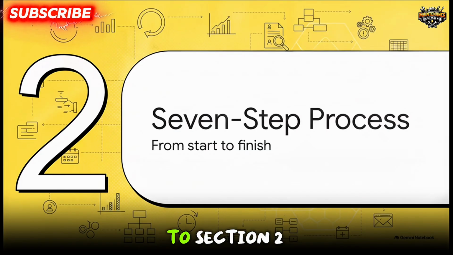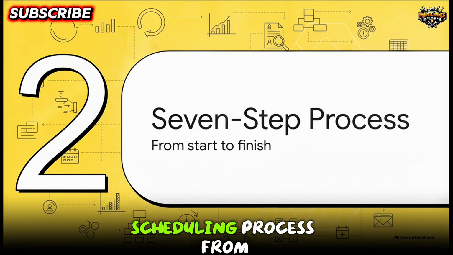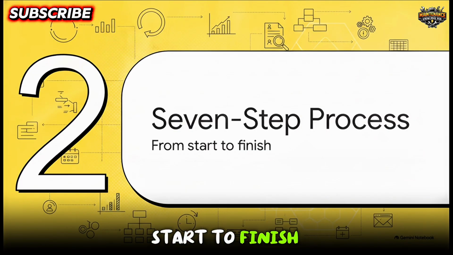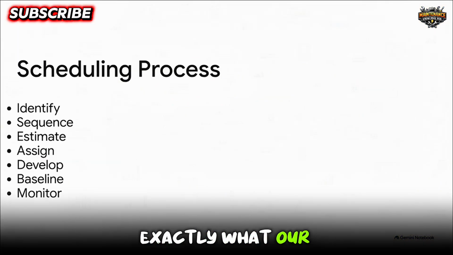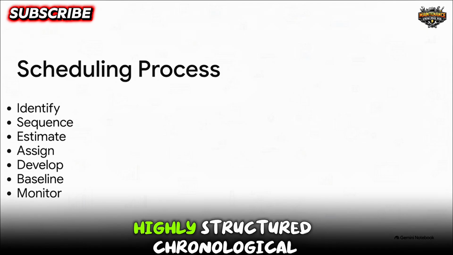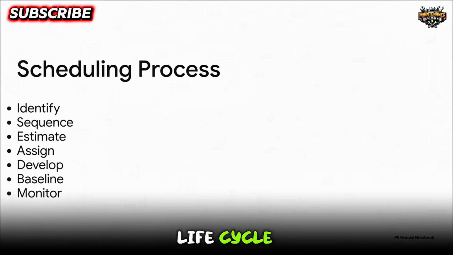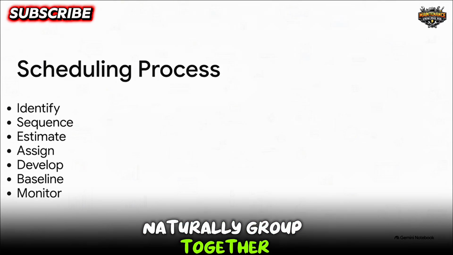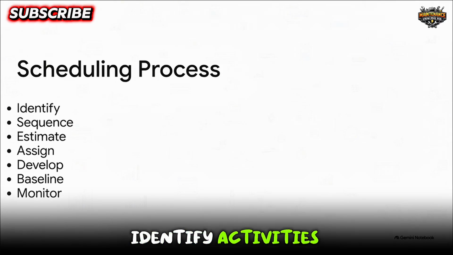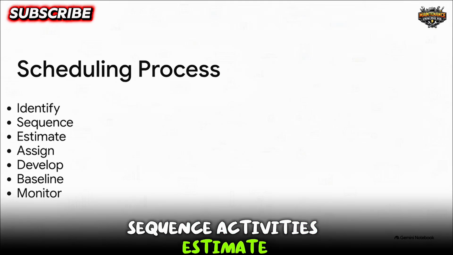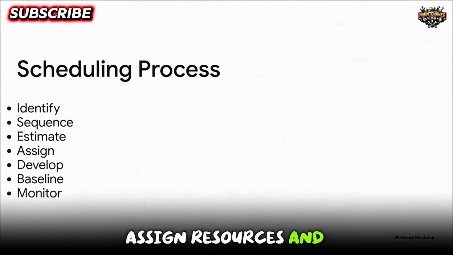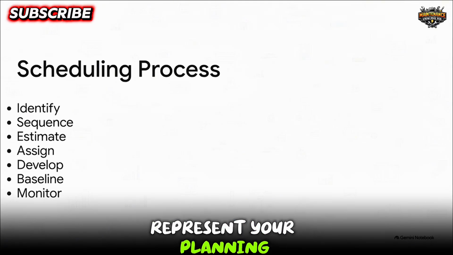Moving right along to Section 2, the 7-step scheduling process, from start to finish. Now that we know exactly what our schedule needs to accomplish, how do we actually build it? Well, we follow a highly structured, chronological life cycle. Here is the 7-step scheduling process. And what's really interesting here is how these steps naturally group together. The first 5, identify activities, sequence activities, estimate durations, assign resources, and develop schedule, represent your planning phase.